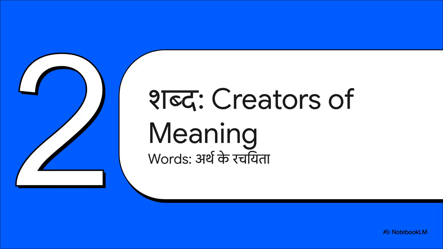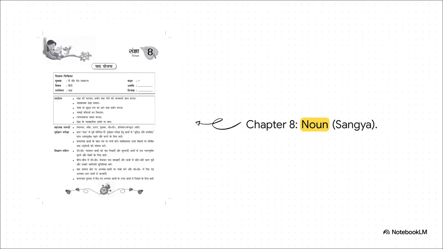Okay, so once we've got our atoms, our Varn, we can start putting them together to create something bigger. We're making the bricks for our structure. And in language, these bricks are called shabd, or words. This is the very first moment that we create actual, tangible meaning. Now, obviously, not all bricks are the same shape or size. Let's take a look at one of the most common, most important types, the noun, or as it's called here, sangya. These are the words we use to name all the stuff in the world around us.